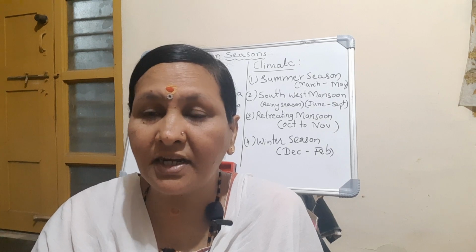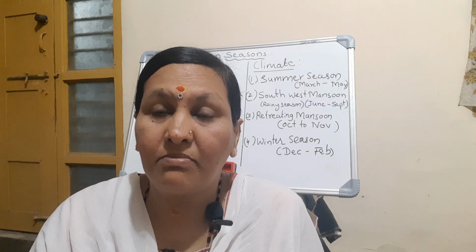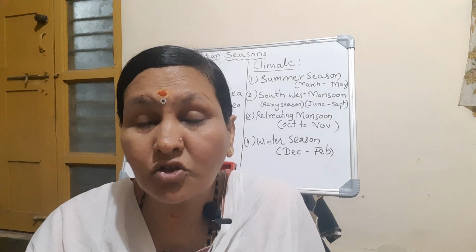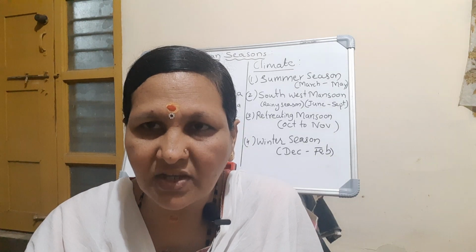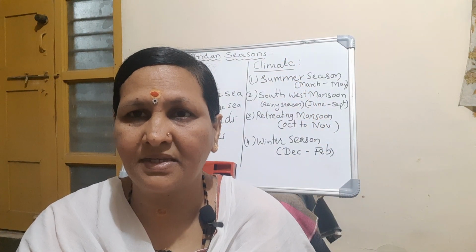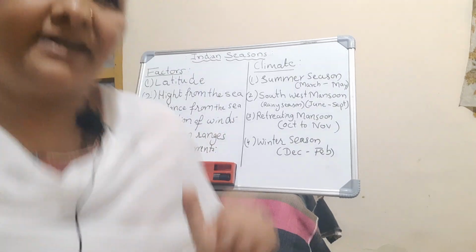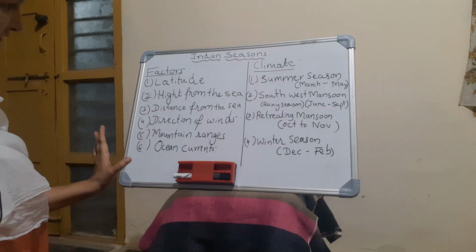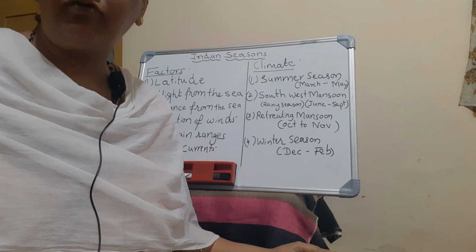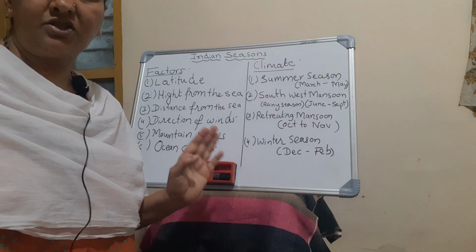Most importantly, India has a tropical monsoon type of climate. During the first half of the year, the winds blow from southwest to northeast. My upper part is north, the lower part is south, and here is west. In the remaining half of the year, the wind blows in the opposite direction.